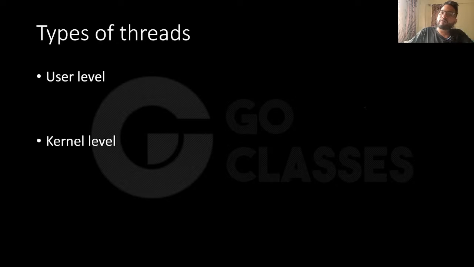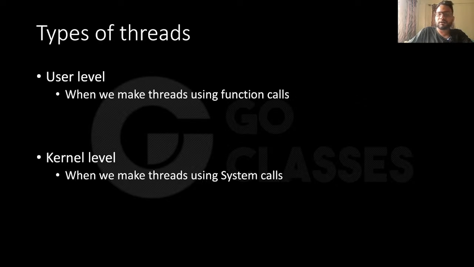Cool. So moving further, there are two types of threads. One is user level, another one is kernel level. What is the similarity and difference between user level and kernel level? Let's see. User level threads are basically made by function calls. I mean, if you have some function calls, or you can say there are libraries at the user level. If you want kernel level threads, then you have to have the support of the operating system, and you must be making use of the system calls.